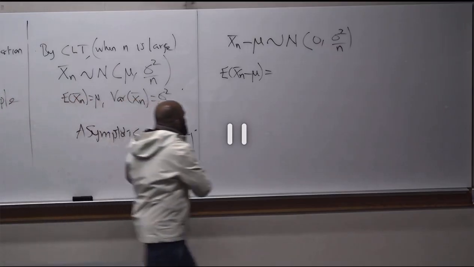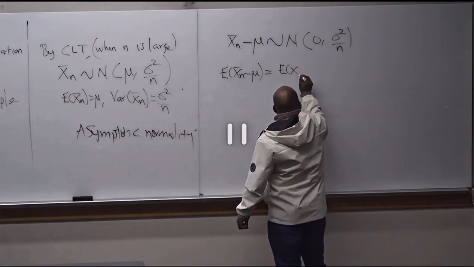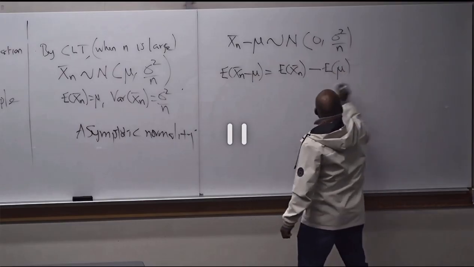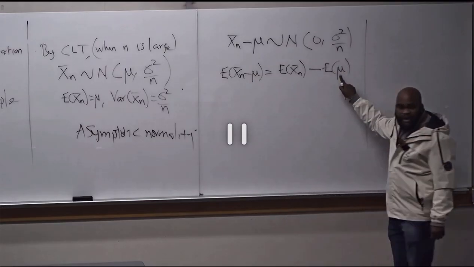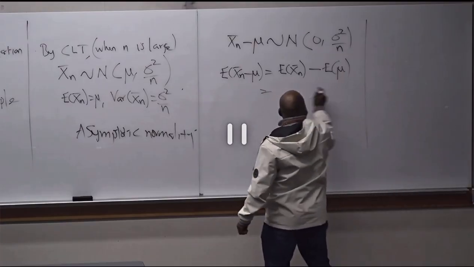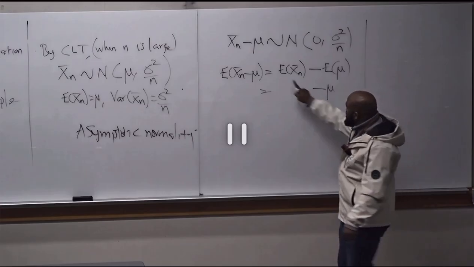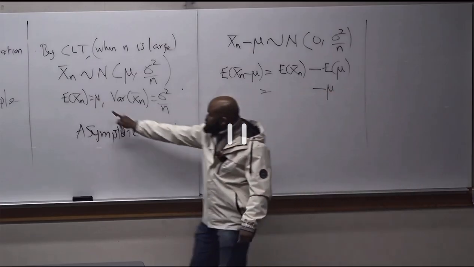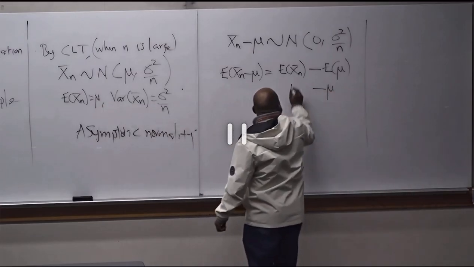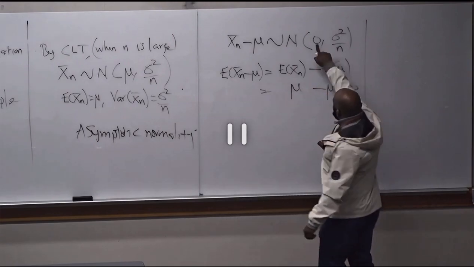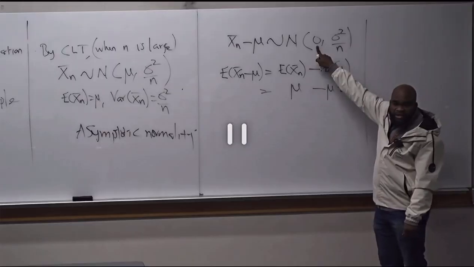Now, this is going to be the expectation of x bar minus the expectation of mu. Because mu is a parameter, the expectation of mu is mu. What is the expectation of x bar? The expectation of x bar is mu. So the expectation equals 0. That's why you have this 0 here.